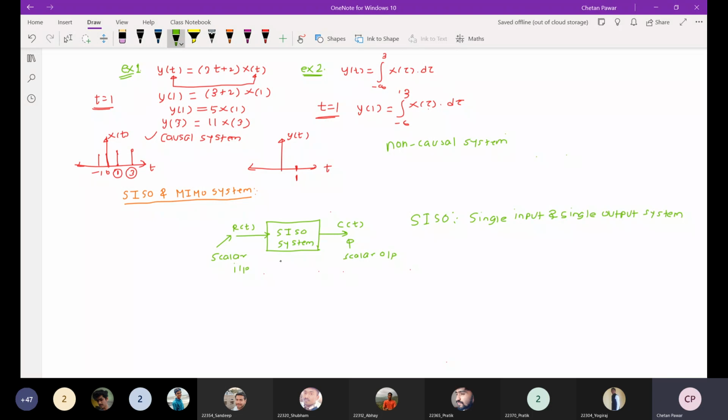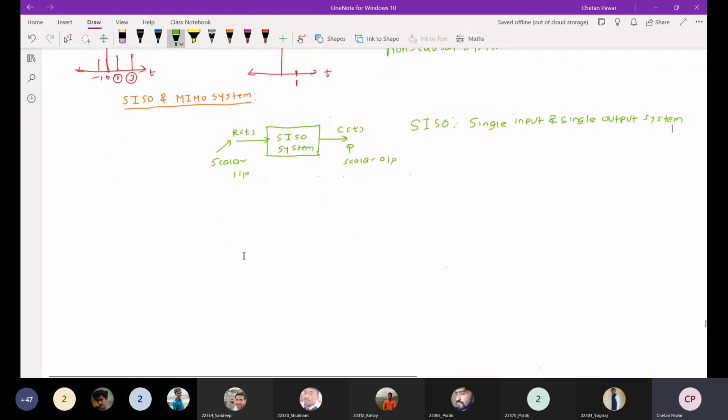Okay, and there is another system, a multiple input and multiple output system, the MIMO system. So vector input, multiple inputs, right, and vector output. Okay, so this is the MIMO system.